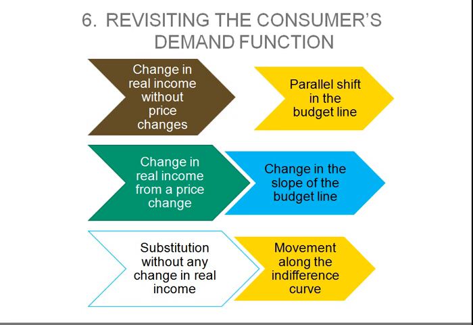Let's see. Change in real income without price change: we have a parallel shift in the budget line. We are moving from one line to the other line. Change in real income from price change: when we have a change in price, we get a change in the slope of the budget line. Substitution effect: substitution without any change in real income, so movement along the indifference curve.